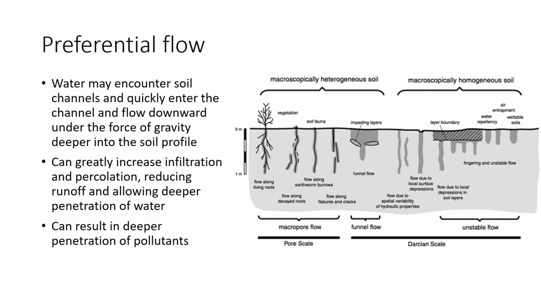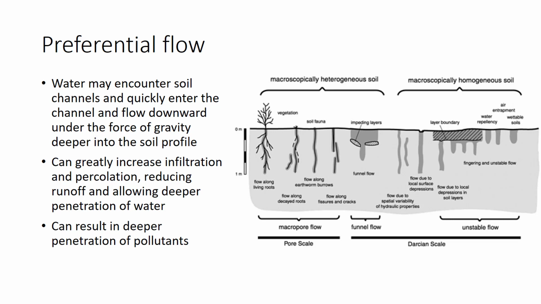If the channel does not open to the surface, matrix forces prevent filling of the channel until the surrounding soil is saturated. Once pores are full of water, the matrix potential goes to zero and water can be released into the channel. Because tillage reduces the number of channels and erases their entry at the surface, preferential flow will be most important in undisturbed soils and under reduced tillage or mulches. Preferential flow can greatly increase infiltration and percolation, reducing runoff and allowing deeper penetration of water. It can also mean deeper penetration of pollutants such as pesticides because the water bypasses the filtering action of the soil matrix.